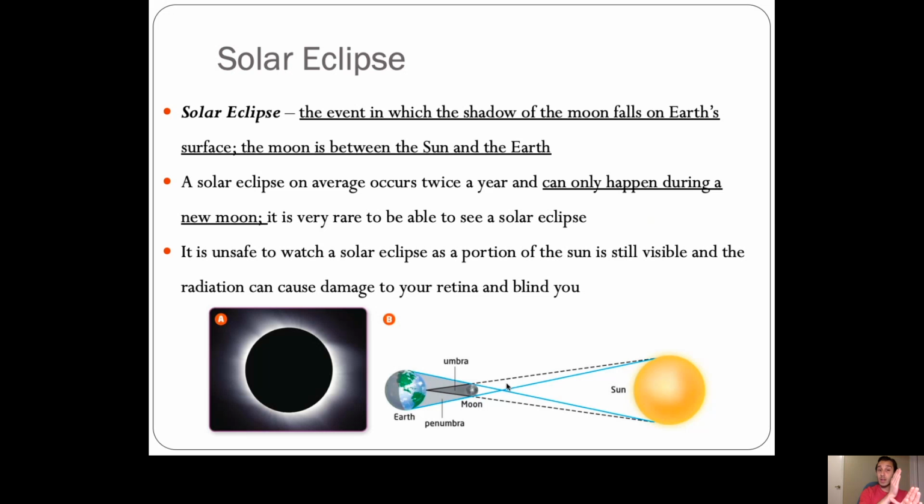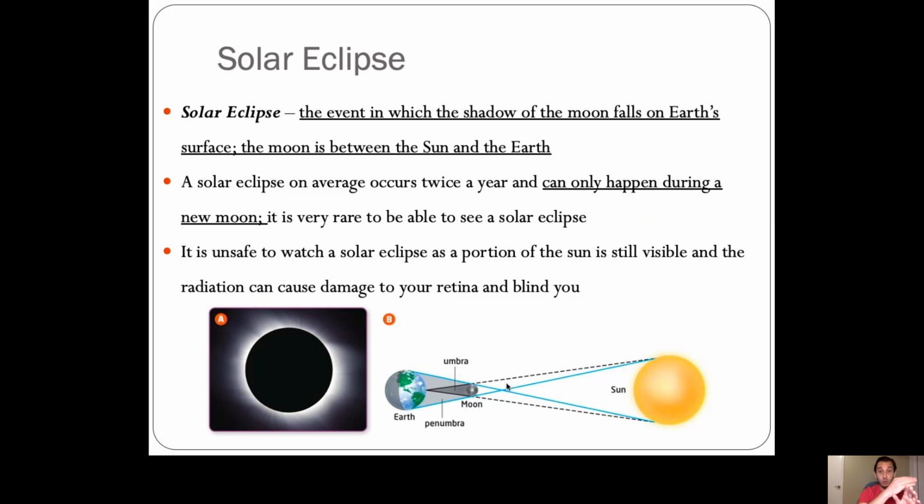So what ends up happening is, once in a while, the moon gets exactly in between Earth and the sun, and it appears to cover up the sun. It can only happen during a new moon. Like I said, sometimes you can see a new moon during the daytime, but it's very rare to see it.